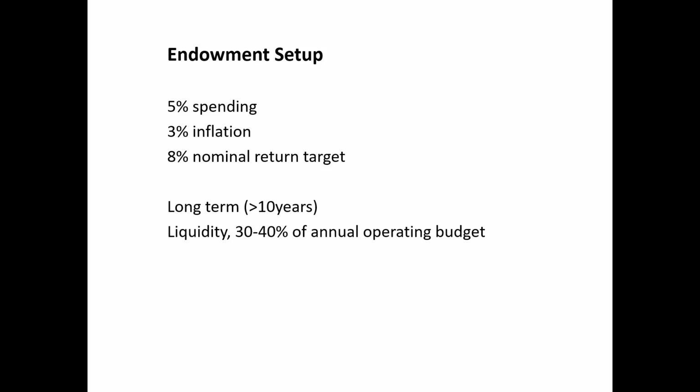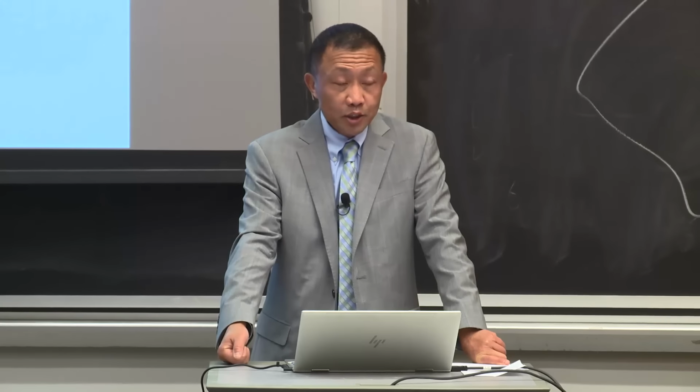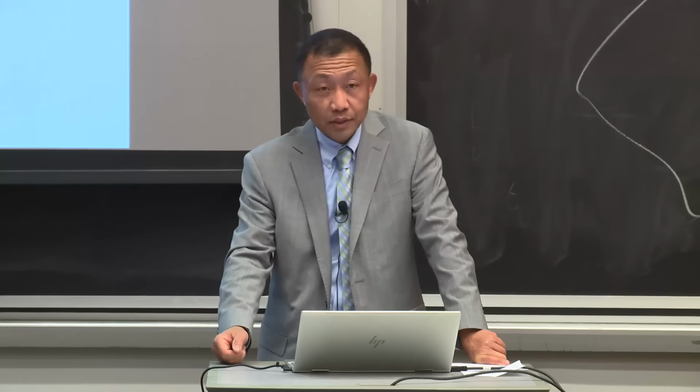The endowment is set up for the university. Typically, they spend 5% of the portfolio, and on top of that, there's an expected 3% inflation. So the nominal return target is 8%, right? As you know, it's probably not always easy to make 8% consistently year over year, especially when interest rates are low and you don't have a safe bond that you can put money in.